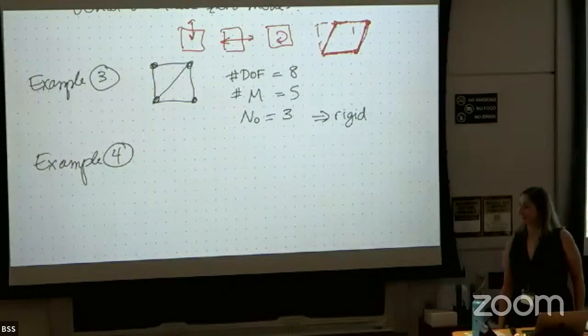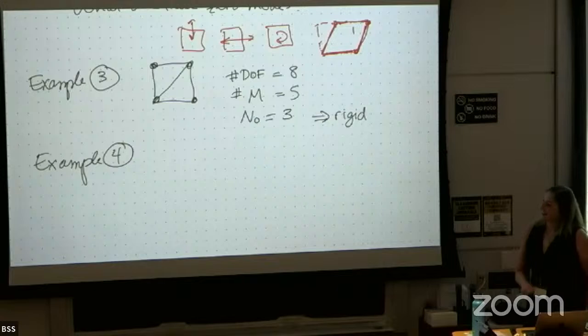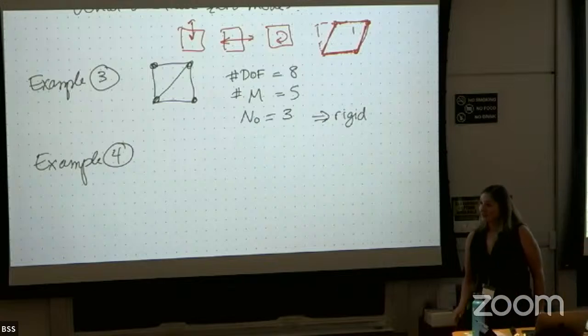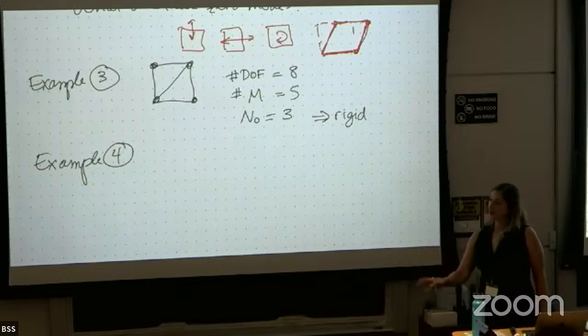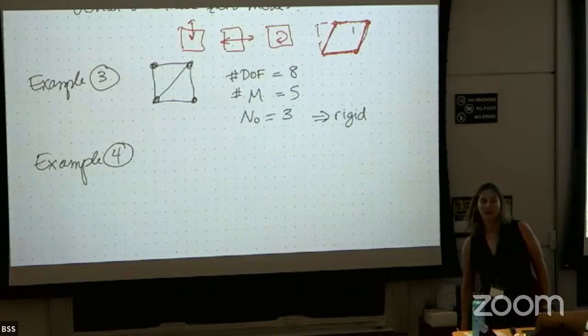That would add another constraint, so it would change N_O to 2, but you still have your... Oh, that's great. You actually get a state of self-stress. That's beautiful. If we had time, I was going to do that example, but you can write it down for yourself. You still have those 3 rigid body rotations, but you introduce a state of self-stress. So N_S goes up.